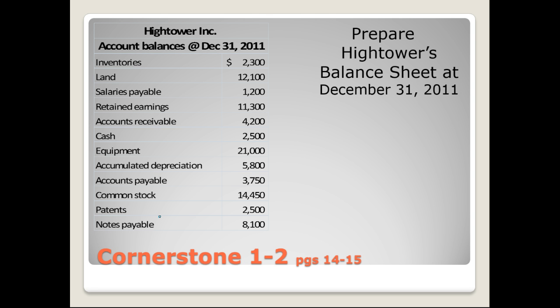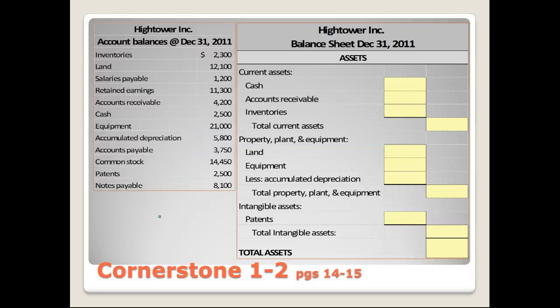Let's try it. Cornerstone 1-2 on pages 14 and 15 in your book gives you this information for Hightower. How would you start this? Well, on the next slide, I show you definitely you had to provide the company name, the name of the financial statement, and the time period, which is the date, December 31st, 2011.